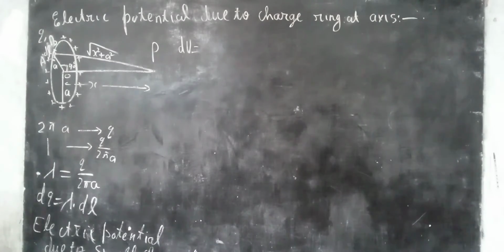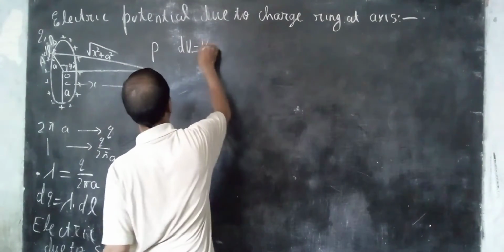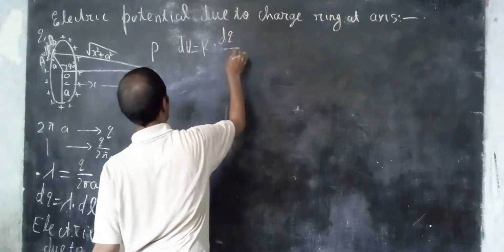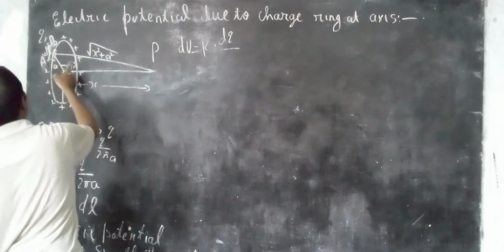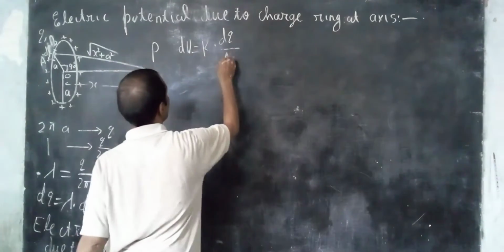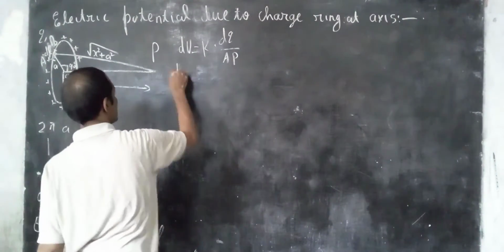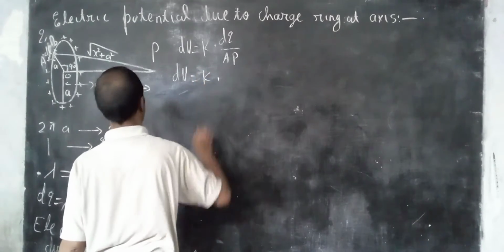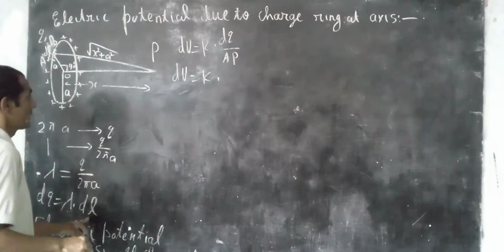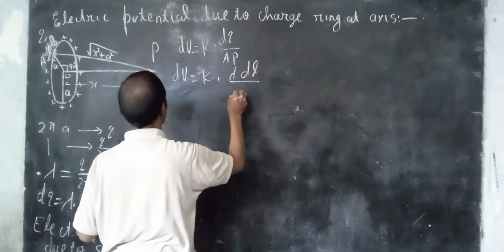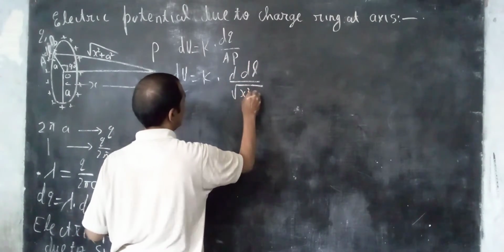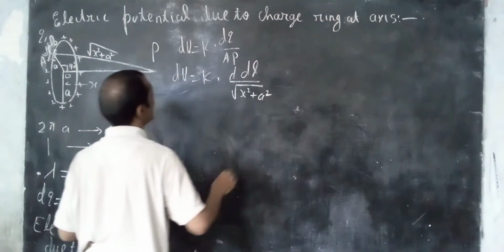dV is equal to k into dq by r. So r is AP, so write this. So dV is equal to k times dq. dq is lambda dl, so write the lambda dl. AP is root of x square plus a square.